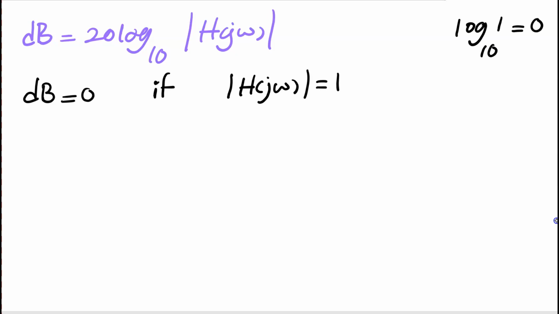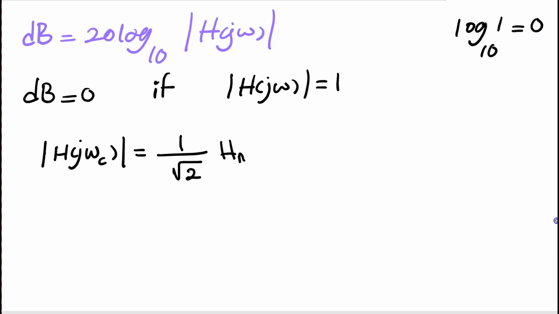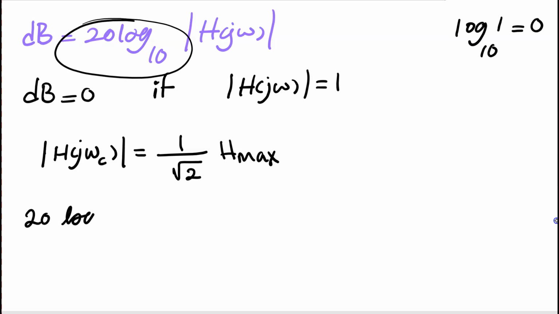Something else that you should be careful about is your cutoff frequency. We talked about cutoff frequency, and the cutoff frequency is basically equal to 1 over radical 2 multiplied by the maximum gain. So if you apply 20 log base 10 to this equation, then you're going to have 20 log base 10 of the magnitude of your H of j omega c, your cutoff frequency, equal to the 20 log base 10 of this term.